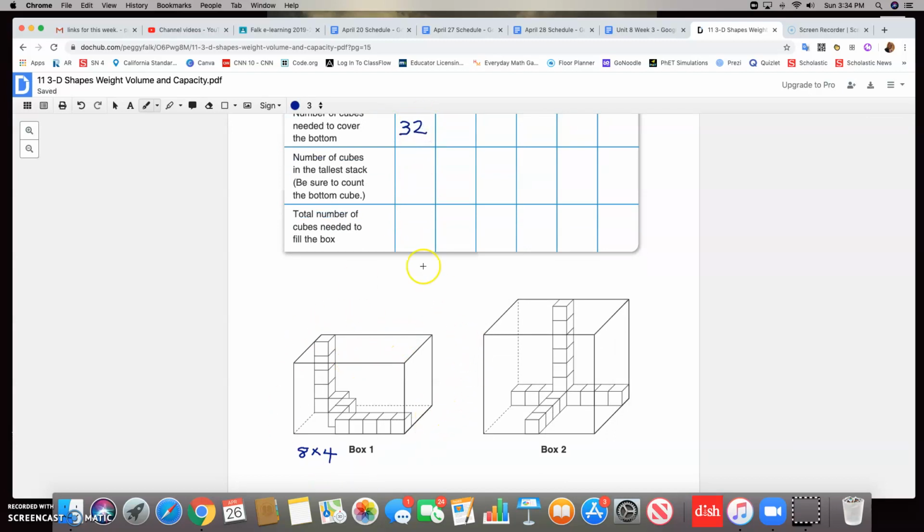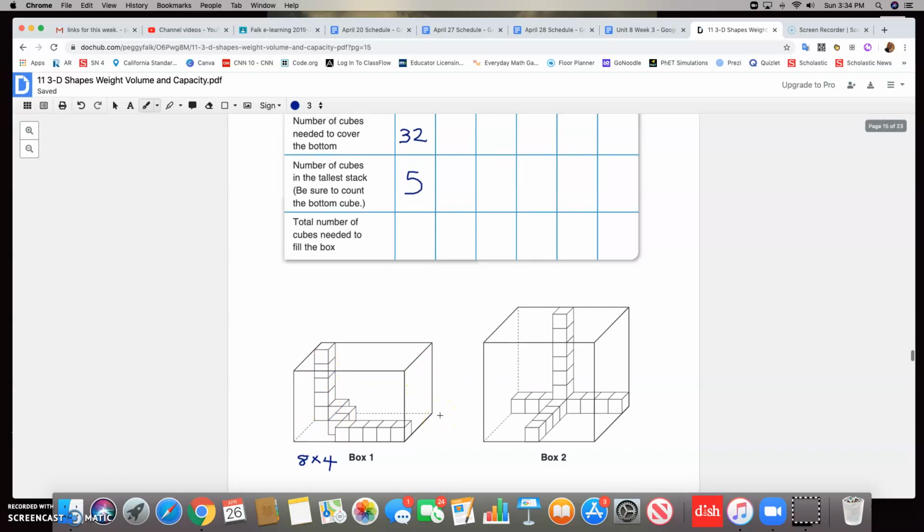prism. Now let's go to this one. Number of cubes in the tallest stack. Be sure to count the bottom cube. Okay, here's our tallest stack. So 1, 2, 3, 4, 5. So this rectangular prism is 5 cubes tall. Now, how many total cubes will I need to fill the whole box?